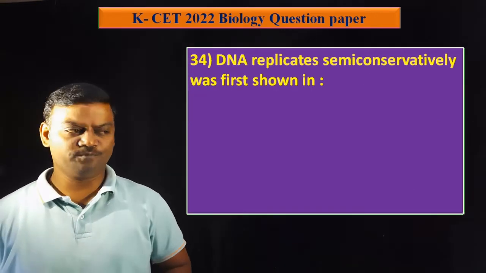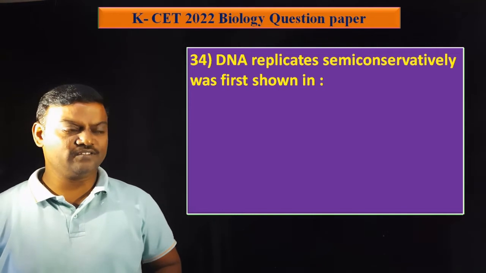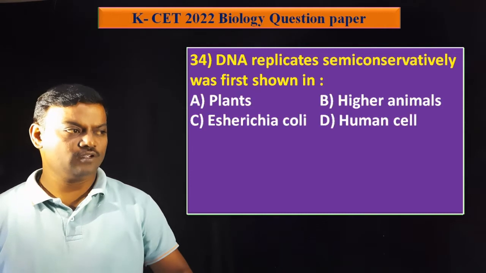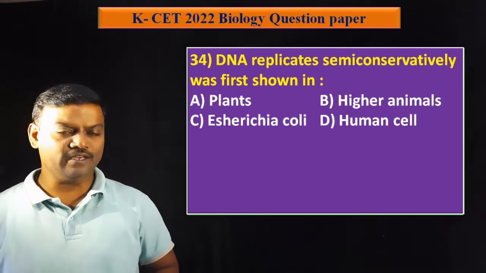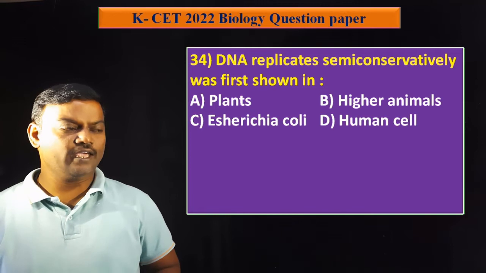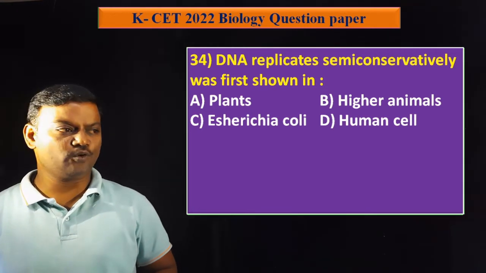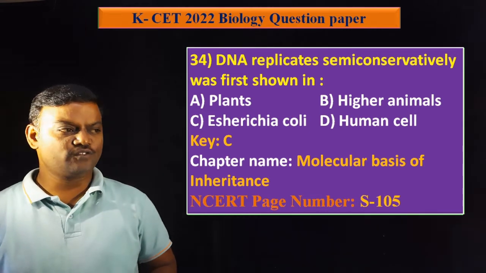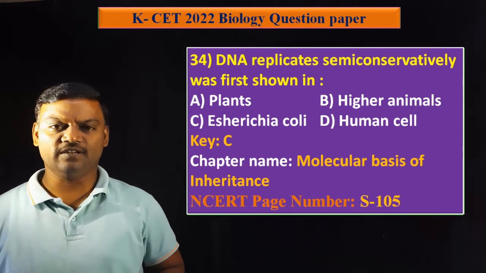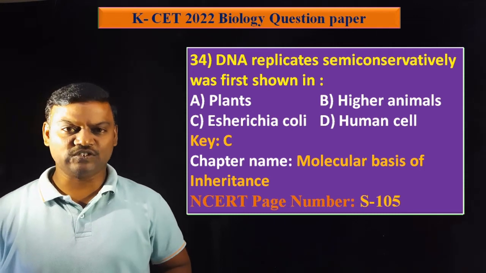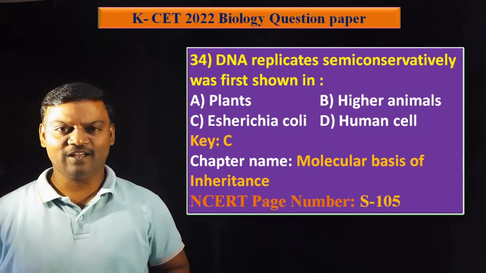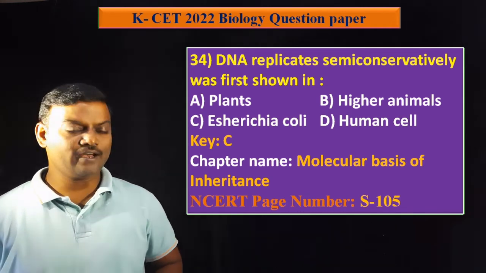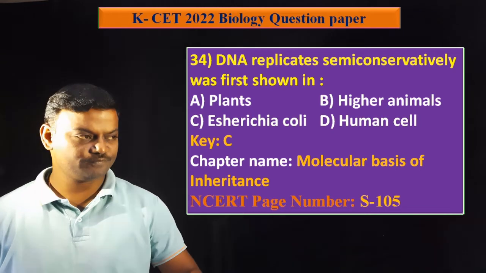Question number 34. Semi-conservative DNA replication was first shown in: option A, plants; option B, higher animals; option C, Escherichia coli; option D, human cell. The correct answer is option C. Semi-conservative DNA replication was discovered by Meselson and Stahl in E. coli. It is a question from Molecular Basis of Inheritance, NCERT, page number 105.